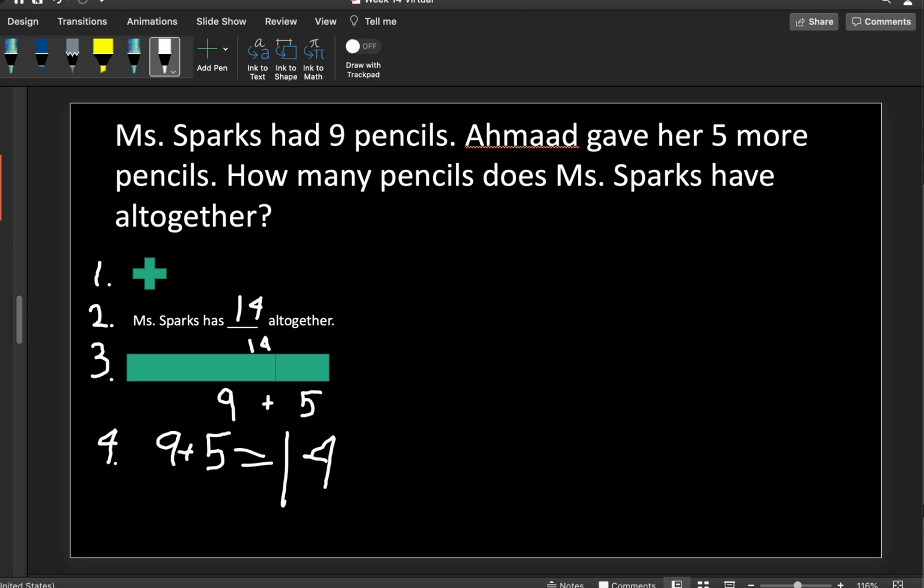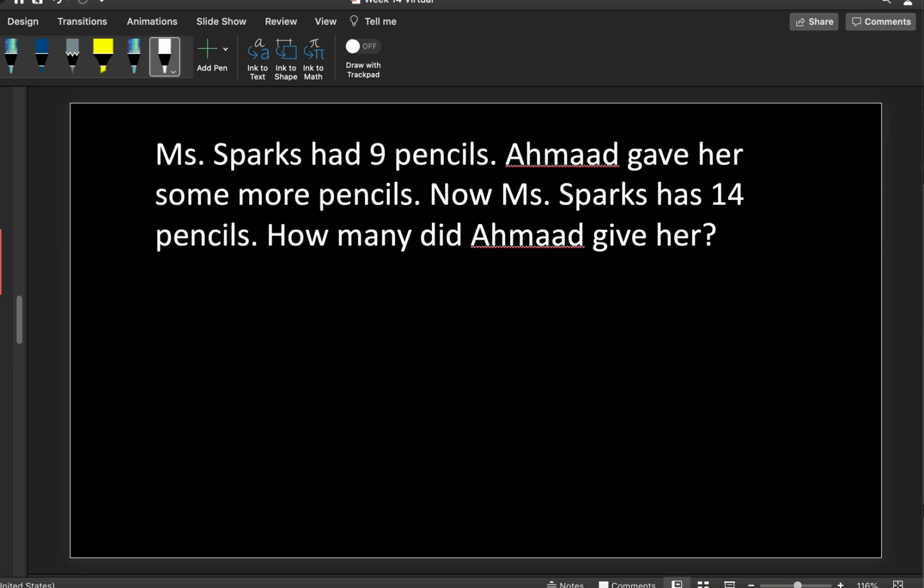All right, let's do another one. We're going to be using the same numbers, so we're going to really see how our fact families really come into play. All right, so Miss Sparks is going to have her steps here. So 1, 2, and then we're going to have 3, and then we have 4. Maybe 4. There we go.